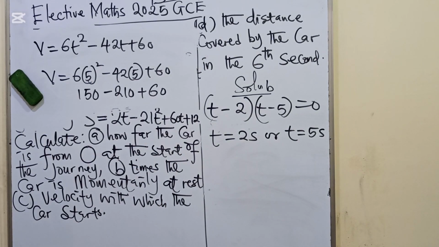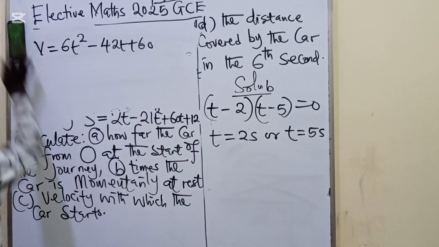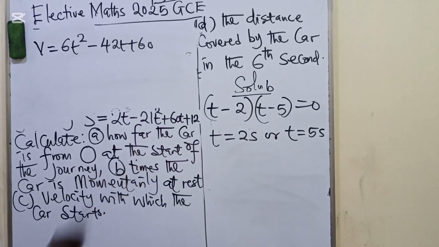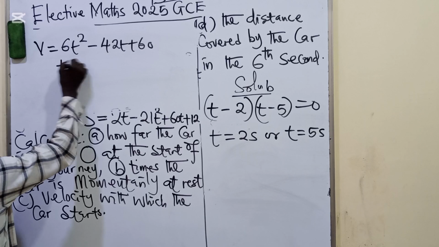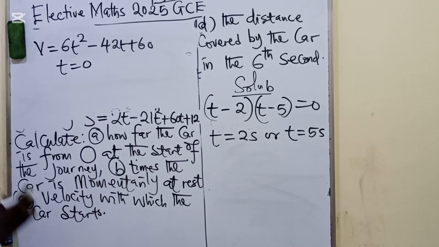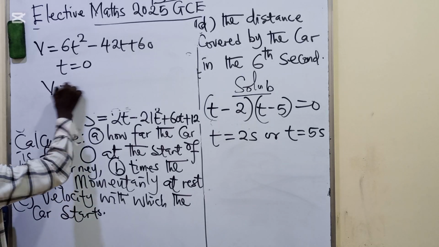So it means for the velocity with which the car starts, at the start of the car, the time is 0. So we substitute t as 0, sorry, not using t as 2 or 5. Velocity with which the car starts, at the start of the journey, t is 0. Let's substitute t as 0.